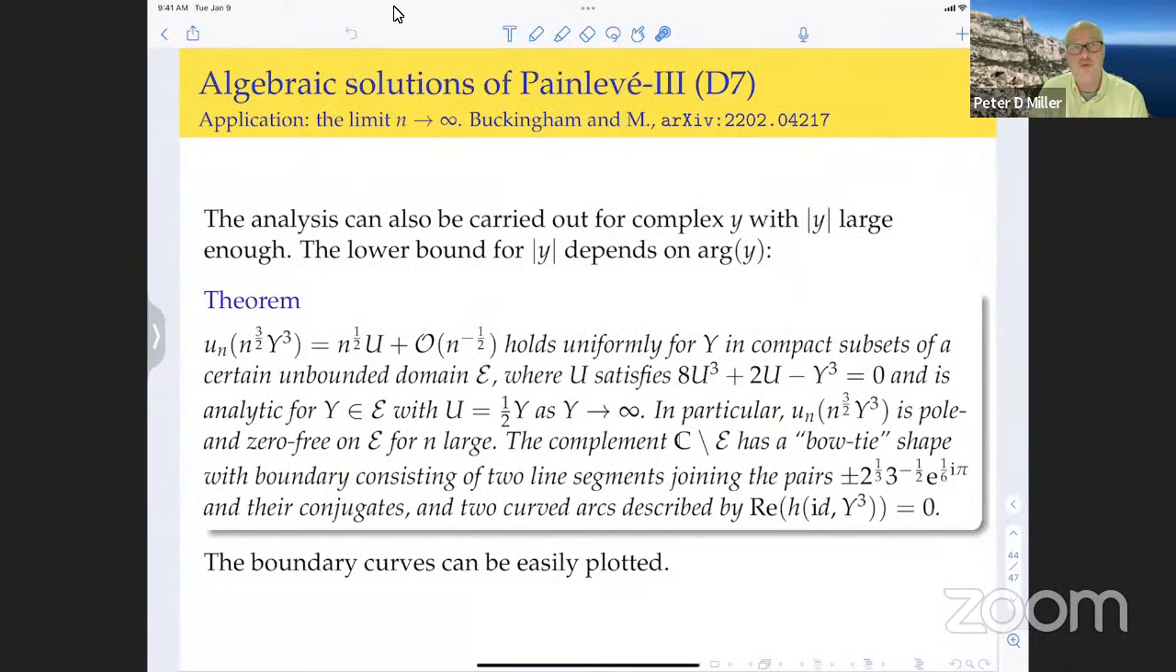Let me just say that you can also rotate things now in the complex plane, and as such, you can detect the boundary of this bow tie quite accurately. So it's possible to find the boundary of the bow tie by looking at this function. The real part of h evaluated at the double root should be 0. So let me just show you those pictures, okay?